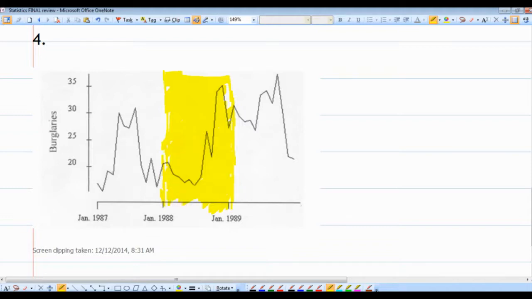I hope my algebra kids would know where the maximum is here. The maximum, of course, is that gigantic peak right there. That's the maximum in 1988. That maximum number of burglaries looks like about, oh, I don't know, 35 burglaries.